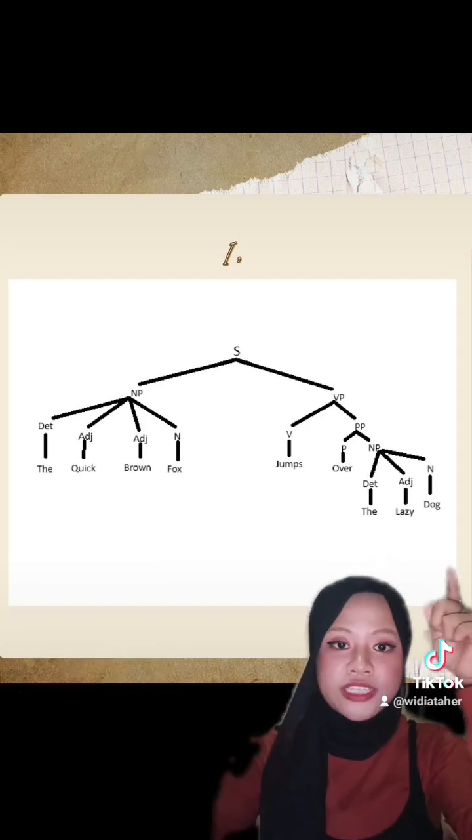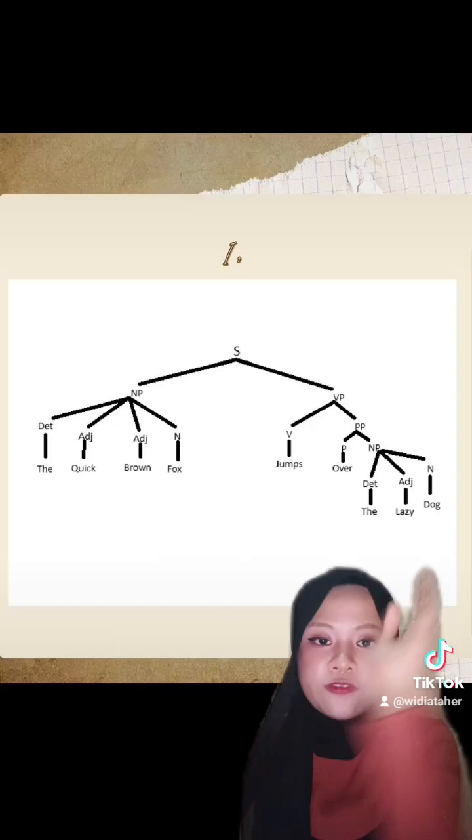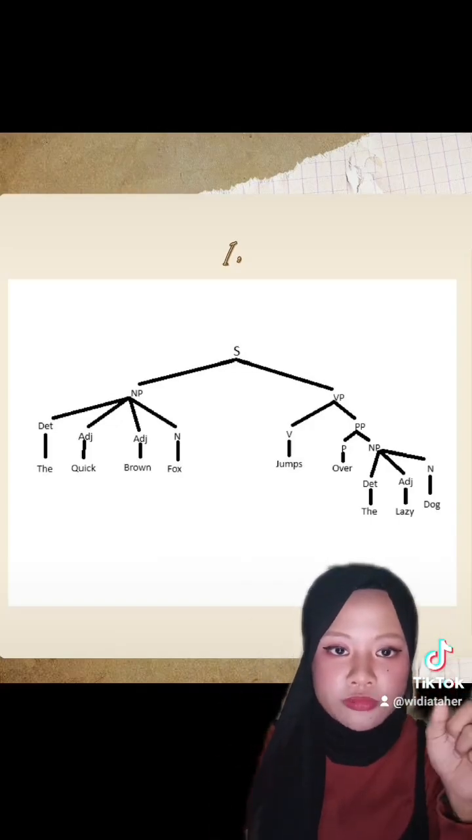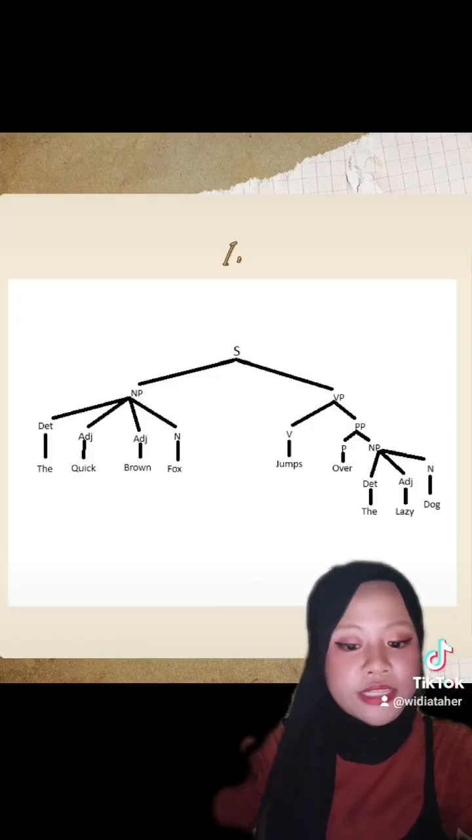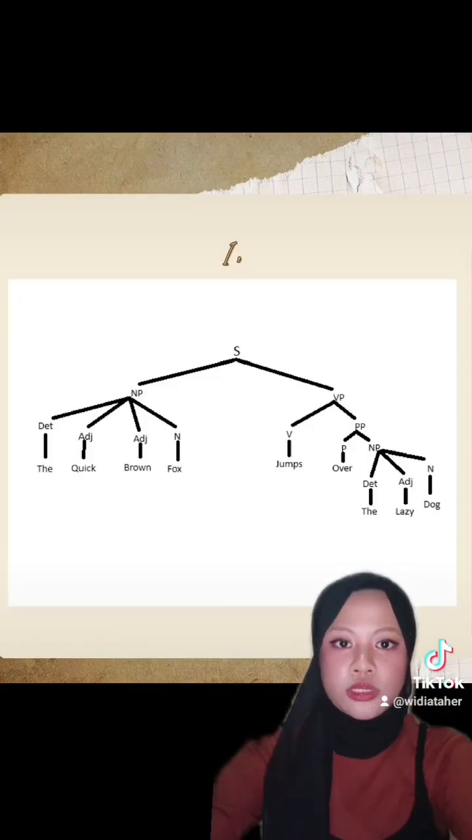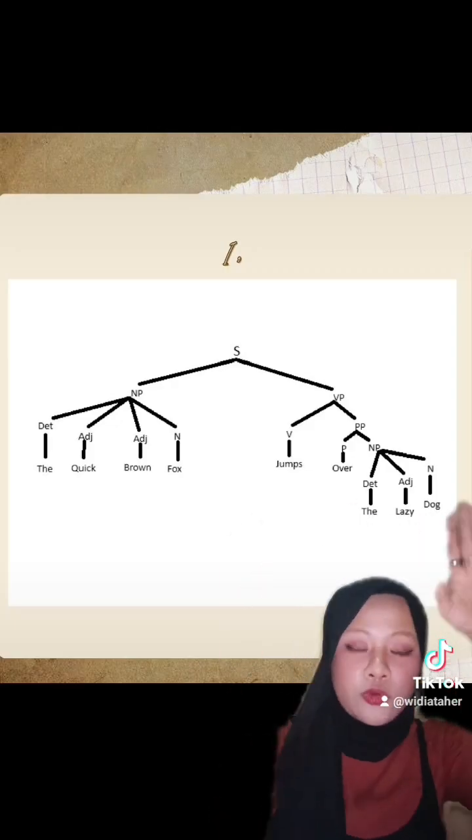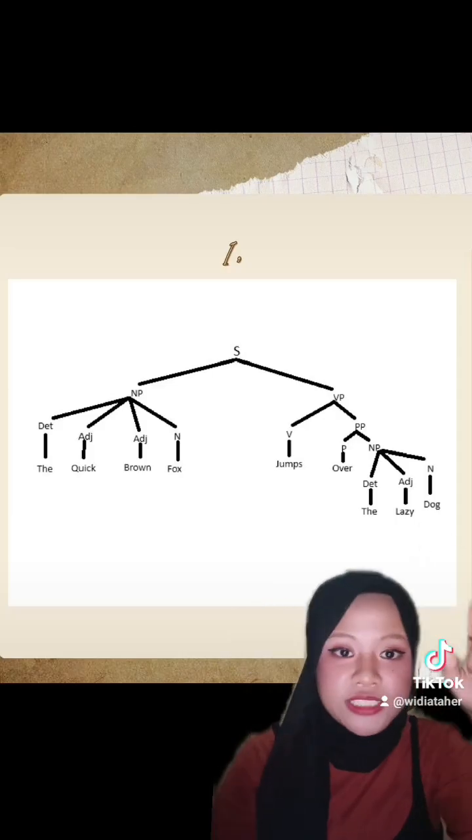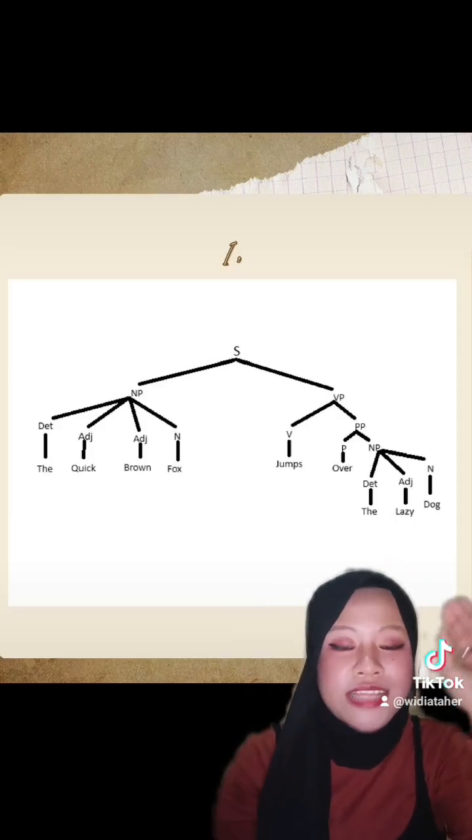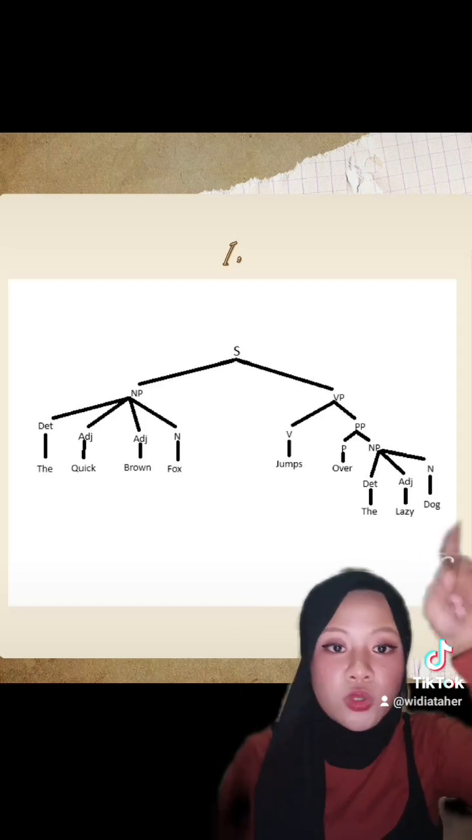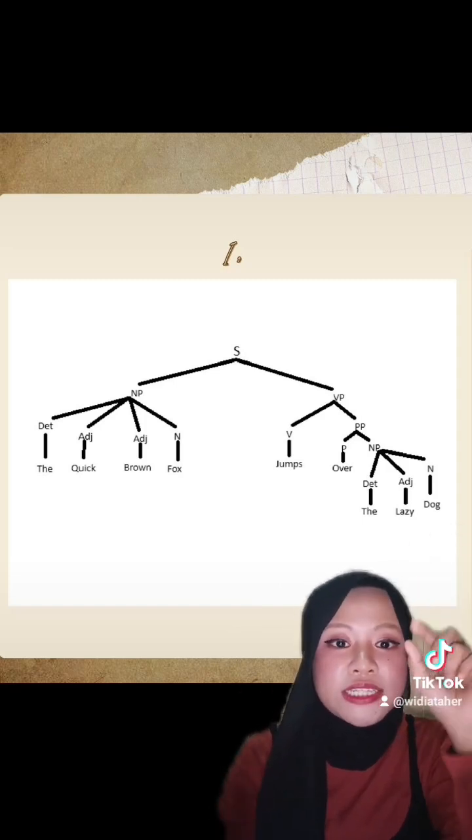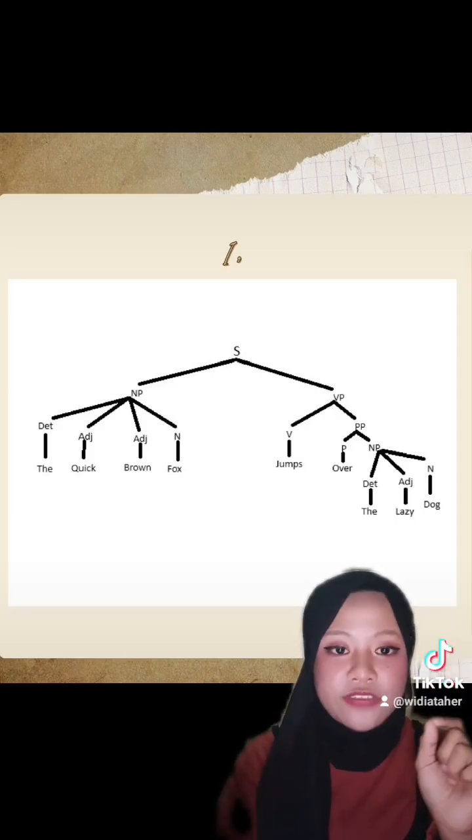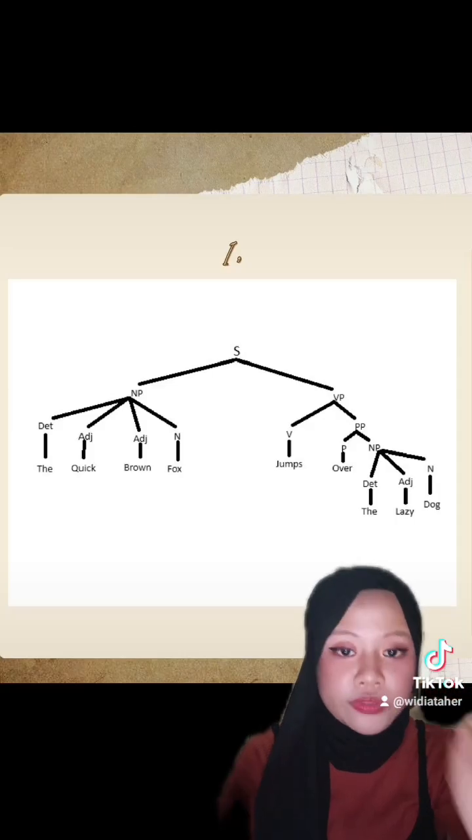And the verb phrase. Jumps is the verb, and the phrase over is a preposition, with a noun phrase. The noun phrase is the lazy dog, where the is a determiner, lazy is an adjective, and dog is a noun.